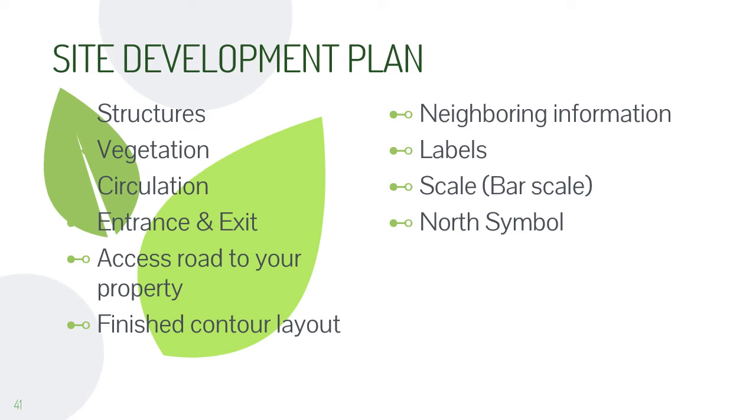And then next to the last is the bar scale. Bar scale is preferable to numbers because printing of the site development plan in any size of paper will assure the correct scale because of the bar scale. And then lastly, the north symbol. Orientation of the sun and wind by the client's perspective is important.